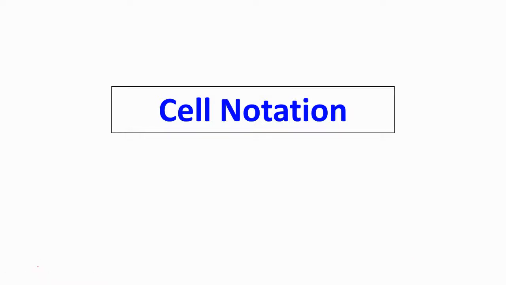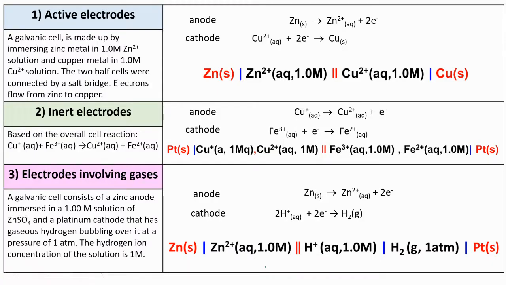How to write cell notation? Okay, first of all, you need to know how to identify which is anode and which is cathode.